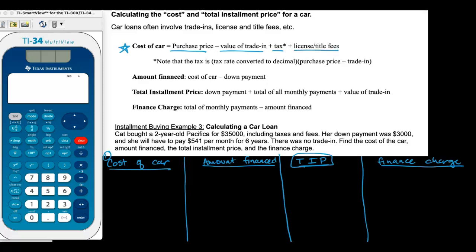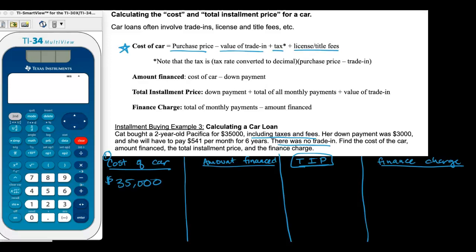So this car was $35,000. That includes taxes and fees, so we don't have to calculate any taxes. It says there is no trade-in, so we don't have to worry about that. And then the license and fees are included too. So the cost of the car really is just $35,000. So it makes this problem a little bit easier in that sense.